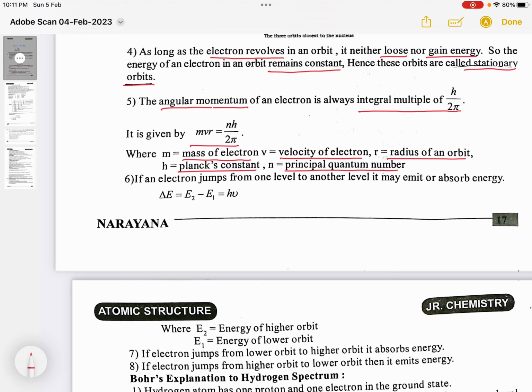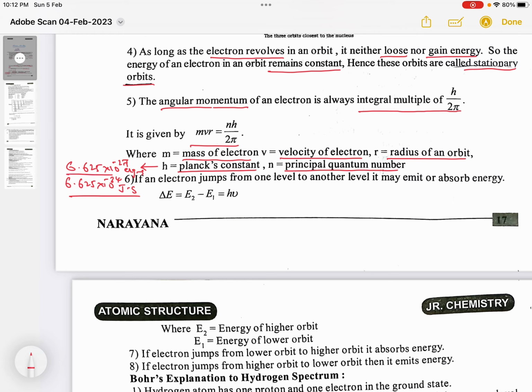You can also write the Planck constant value, which is 6.625 × 10^-27 erg second, or you can also write it as 6.625 × 10^-34 joule second. So these are the values in ergs and joules.